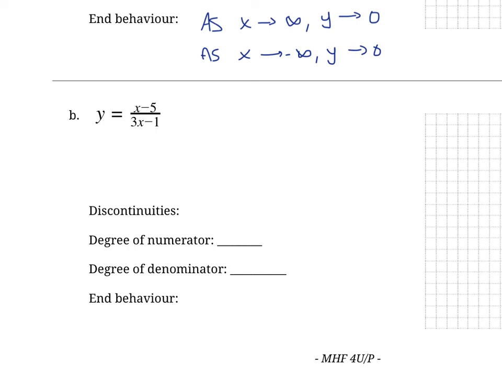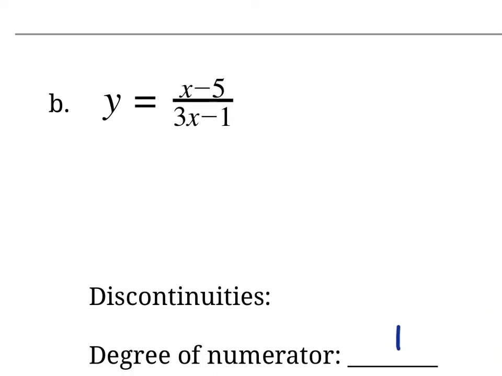We have a linear function over a linear function, right? The top degree is 1, the bottom degree is 1. We can just fill it out super fast here. The degree is 1 and 1. So again, to find the discontinuities, what should we do? Well, we usually try to factor and find where the denominator equals 0, right? Because that's going to tell us where we have our discontinuities. Can we factor this at all? Can we cancel anything out? Nope, not really. But we can look at where the denominator equals 0, right?